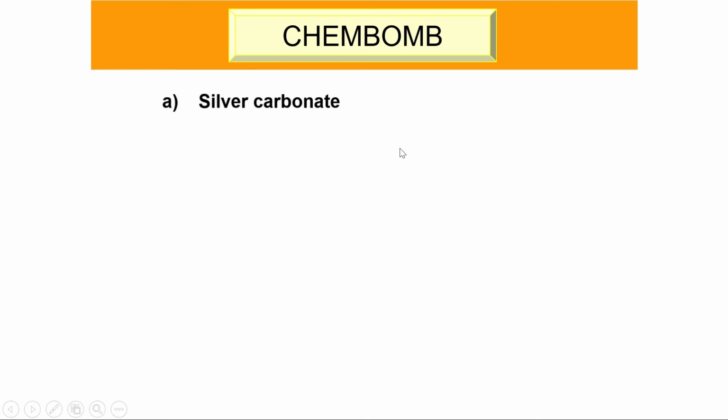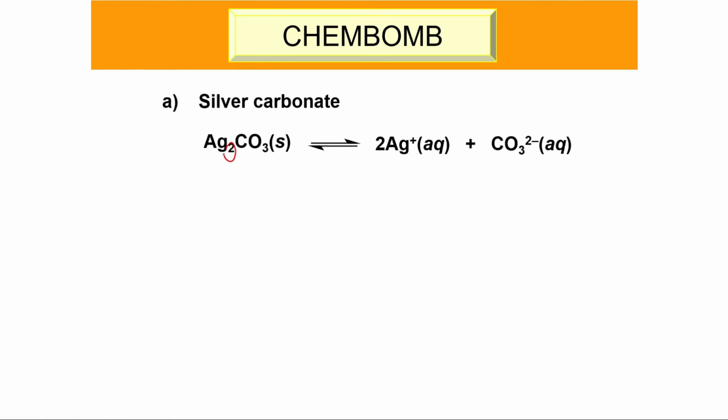Silver carbonate: the chemical formula is Ag2CO3, solid, in equilibrium with its ions. Its ions are Ag+ and CO3 2-, and you have to balance, 2 here. Then write down the Ksp expression equal to the concentration of its ions, each raised to the stoichiometric power. We have two types of ions, Ag+ and CO3 2-. Don't forget that the stoichiometric ratio for Ag+ is 2, so its concentration must be squared, to the power of 2.